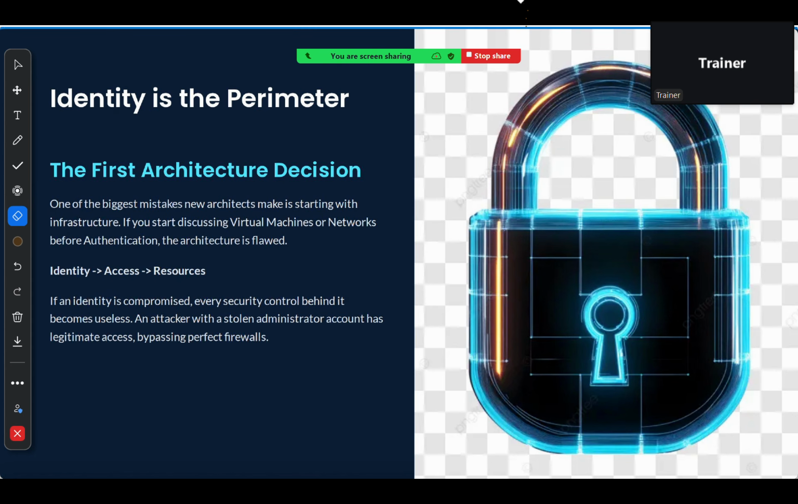Okay, can you tell me what happened if an attacker steals an administrator account? Do you have any idea? Can you repeat the question? Okay. Suppose a company has a perfect firewall, a perfect network, a perfect infrastructure, but an attacker still gets an administrator account. In that case, what happened?